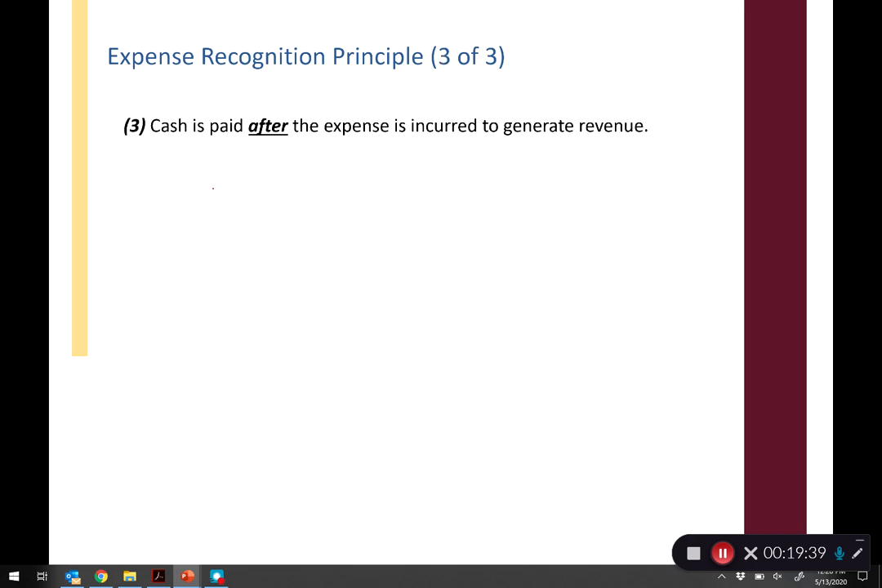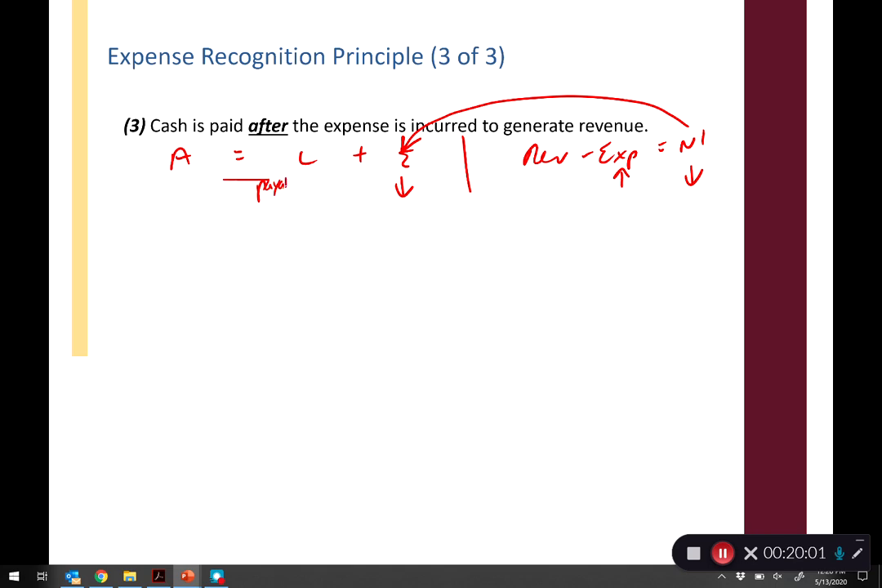The last scenario would be cash is paid after the expense is incurred. So in this scenario, doing out my accounting equation, I incur the expense, so expense goes up. That makes net income and equity go down. And then I didn't pay for it yet, so I have some type of payable that goes up. I owe it. I've used it, so I've got to record the expense. Expenses are recorded when used, but I haven't paid for it yet, so I owe it.